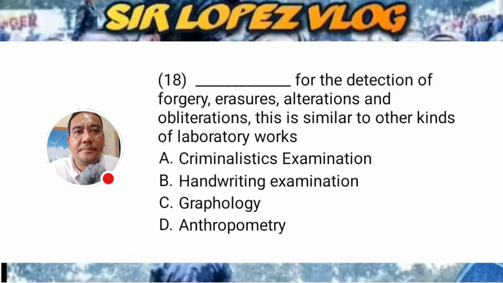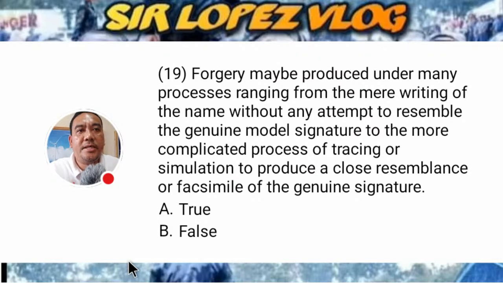Number 19. Forgery may be produced under many processes, ranging from the mere writing of the name without any attempt to resemble the genuine model signature to the more complicated process of tracing or simulation to produce a close resemblance or facsimile of the genuine signature. A. True. B. False.